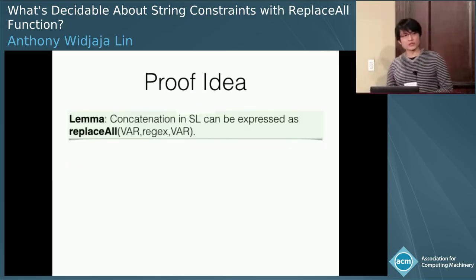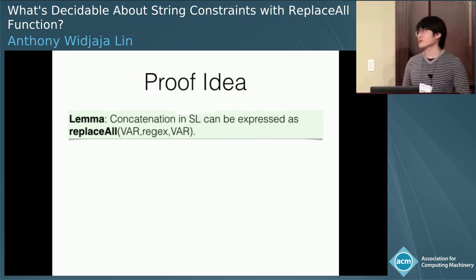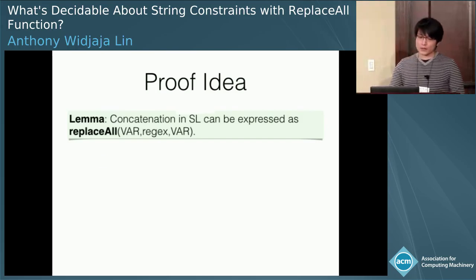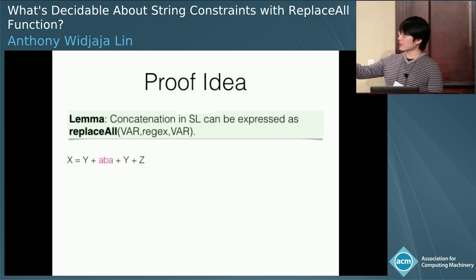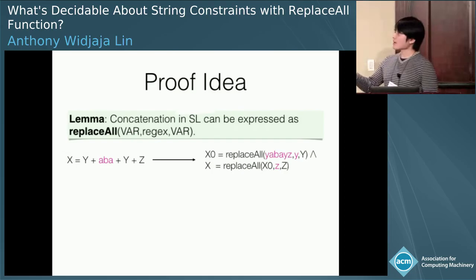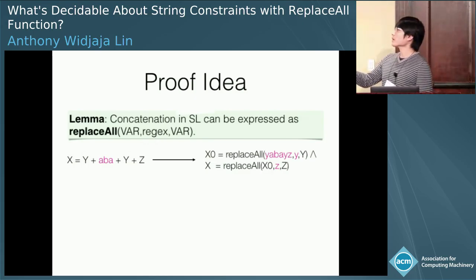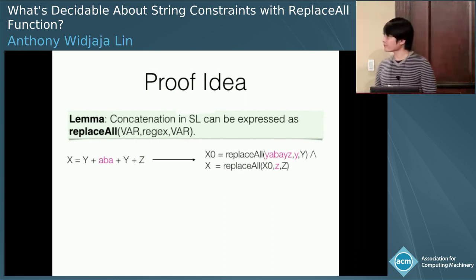Okay, so I will tell you a little bit about the proof idea very briefly. So the first thing that you do is that it turns out concatenation can be made syntactic sugar. That is, it can be expressed just in terms of replace all. So, for example, if you have this equation, you can turn that into this, okay? And what you do here is that you simply introduce new constants, lowercase y and lowercase z, okay? And what you do next is you want to replace all occurrences of this lowercase y and lowercase z by the corresponding variables.